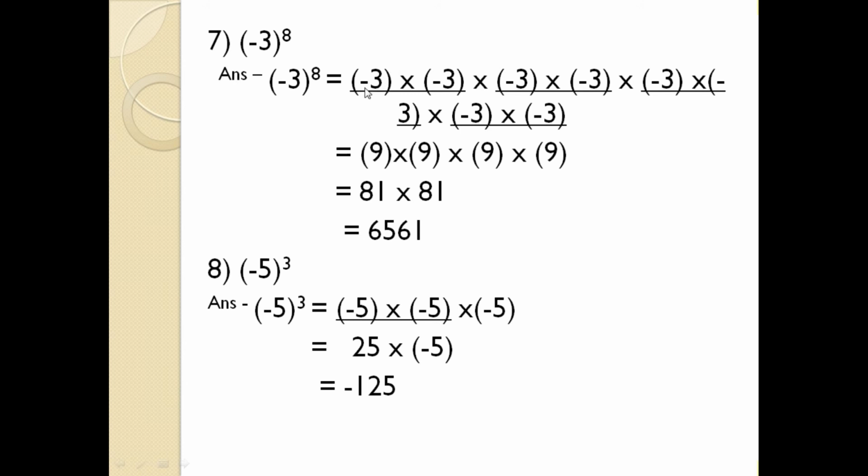For better understanding, I did the underlines here by making pairs of 2. So minus 3 into minus 3, plus 9. Minus 3 into minus 3, plus 9. Minus 3 into minus 3, plus 9. Minus 3 into minus 3, plus 9 will be there. So this 9 into 9, 81. This 9 into 9, 81. So 81 into 81, that will be 6561.